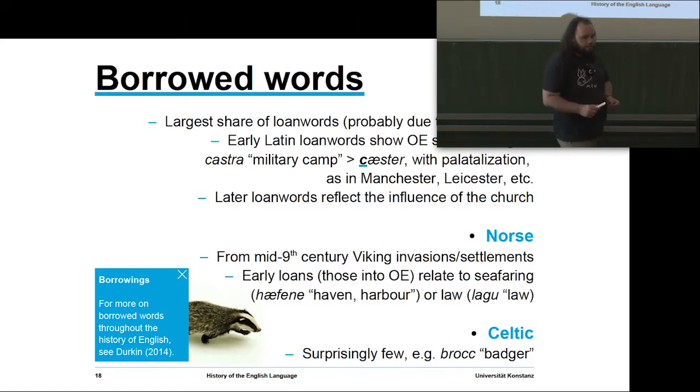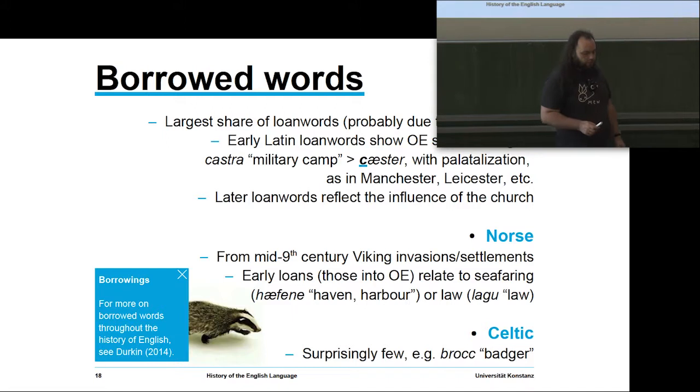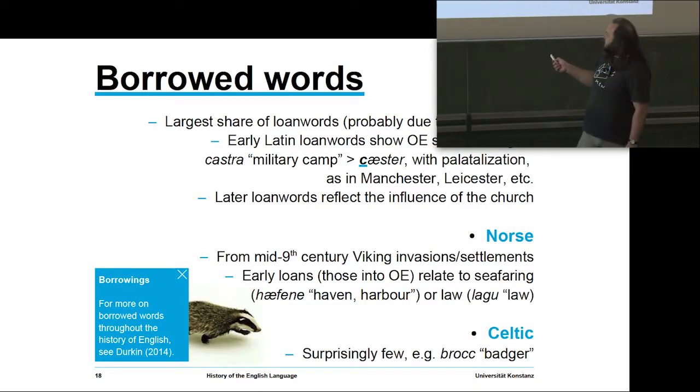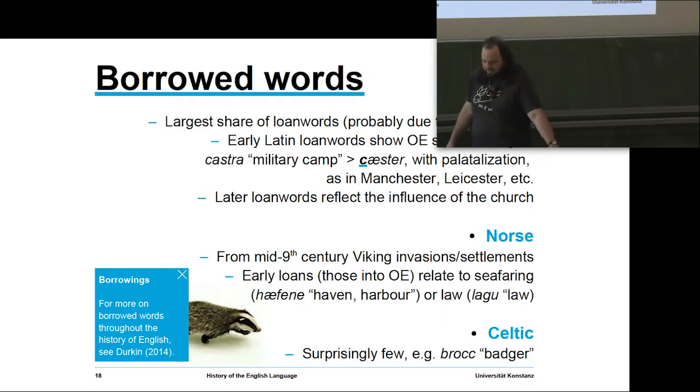But the early loans from Norse relate to things that the Norse are very good at. So the Norse, they come over there in their boats, and they invade, and they make settlements. But they are very, very good with boats. And therefore, words for things to do with boats are often borrowed from Norse. So, for instance, havene, a harbour, or haven, this is a word that's borrowed in Old English from Norse.